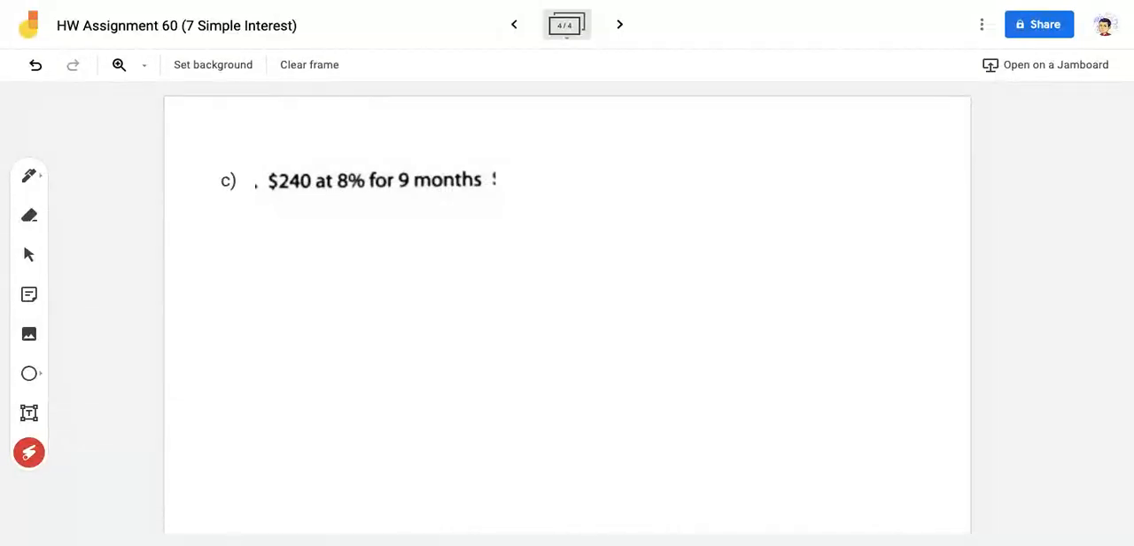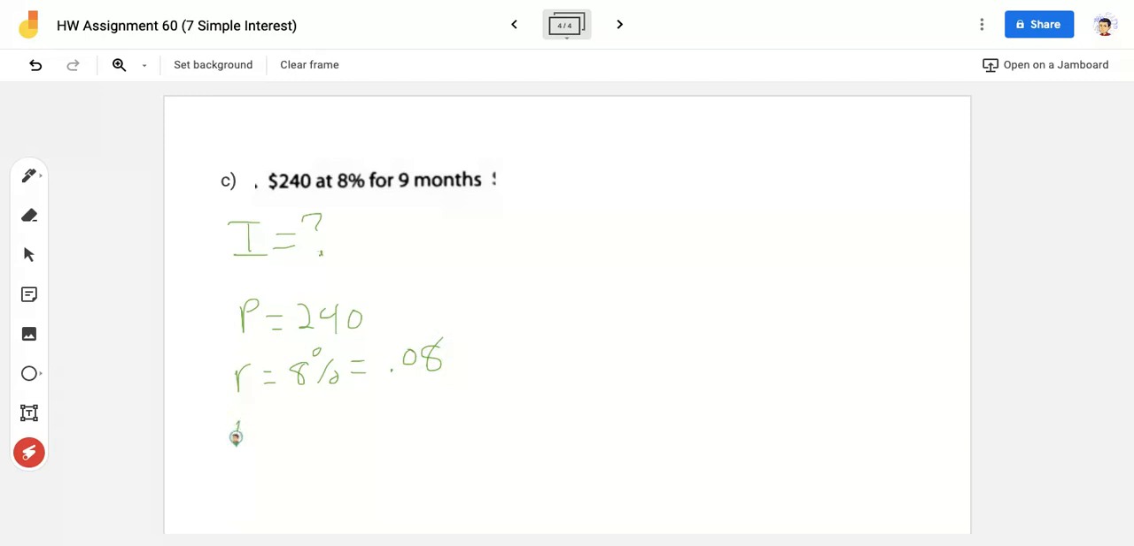Okay. So notice what we have here. $240 at 8% for 9 months. Remember what I said, our time has to be years. So what are we going to do? So here we go. Our I, we don't know. That's what we're looking for. We're looking for the interest. Our P is given, $240. Our rate is given, it's 8%, which is going to be equal to 0.08.